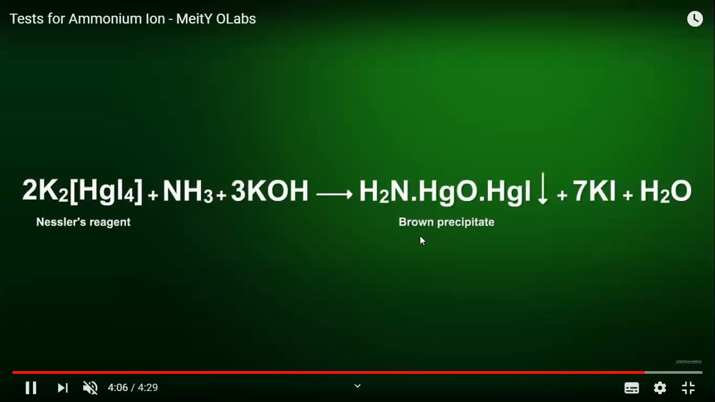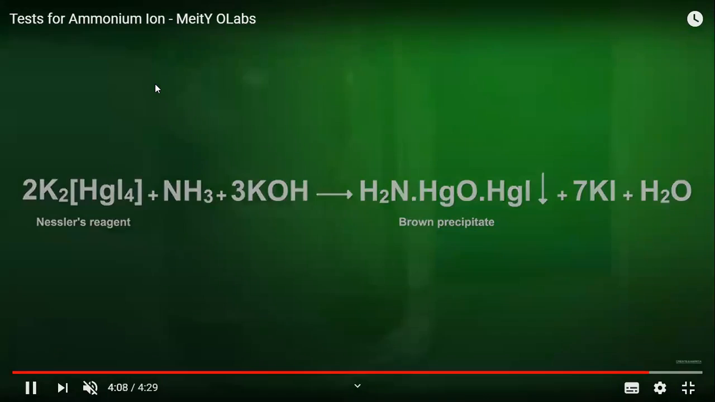Wonderful. These brown precipitates are produced due to the reaction of the Nessler's reagent, ammonia and the alkali. Instead of KOH, we have used sodium hydroxide, NaOH, and this is how we get the brown precipitates. And these brown precipitates confirm the presence of ammonia, my dear students.